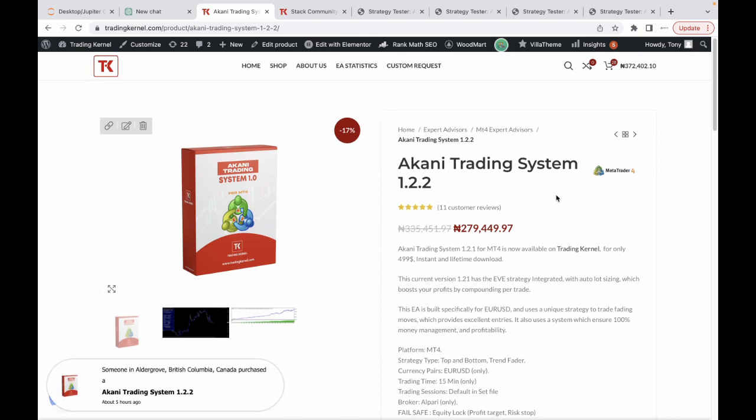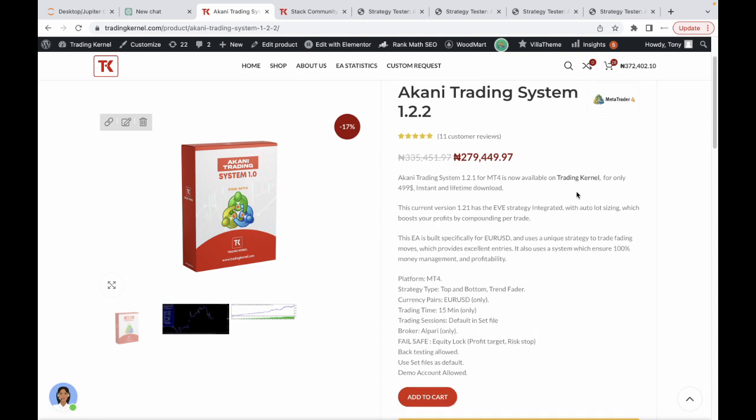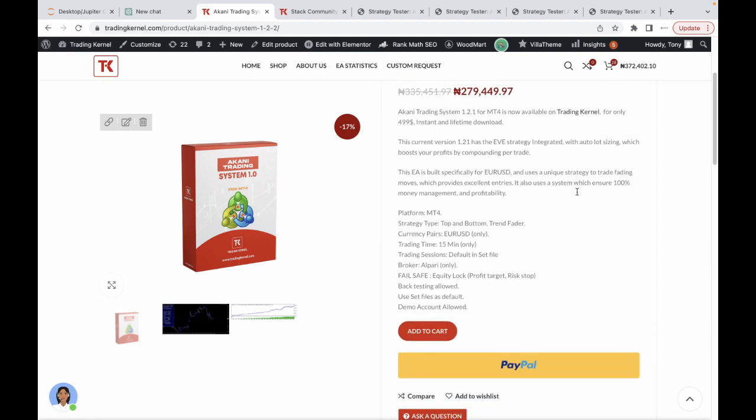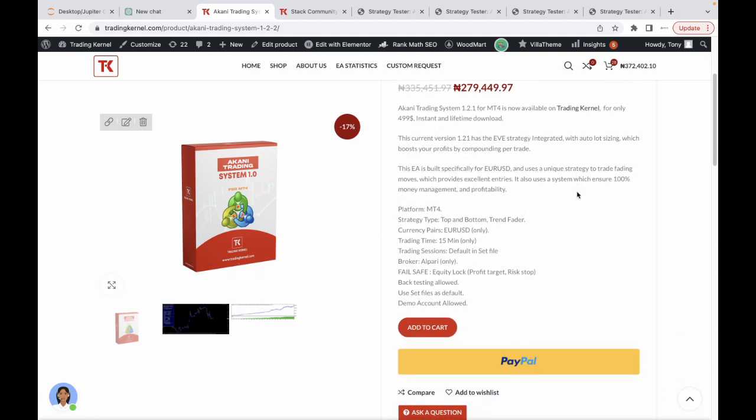In this video, we're going to be looking at the Akani Trading System version 1.2.2, which is currently available on tradingkernel.com. We just released this software recently, and if you've previously downloaded this software, please make sure to update the software. Alright, so as you know, this platform is available only for MT4, strategy type, stop bottom, and trend fader.